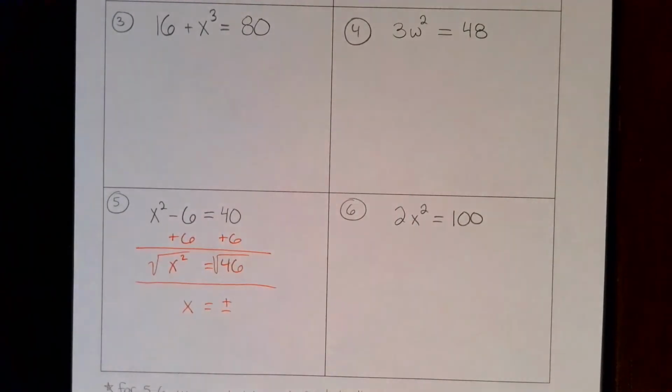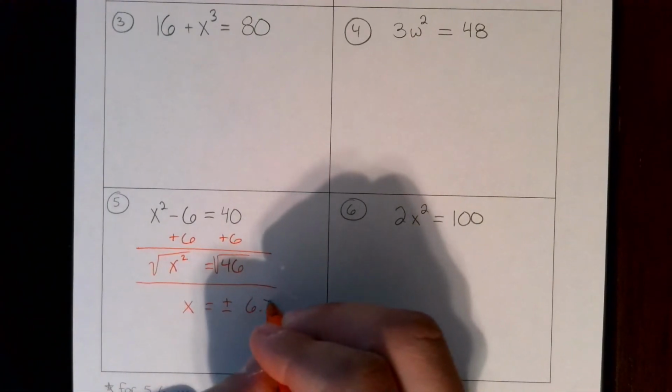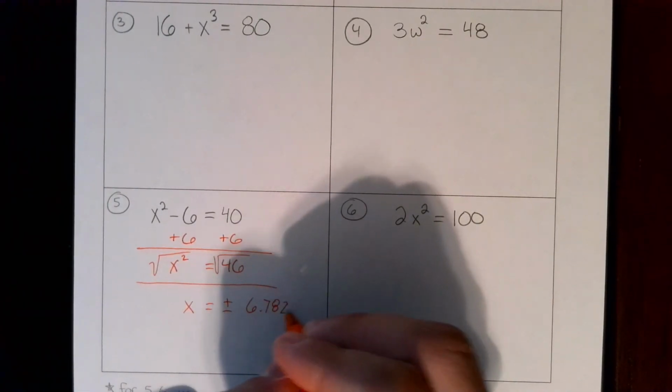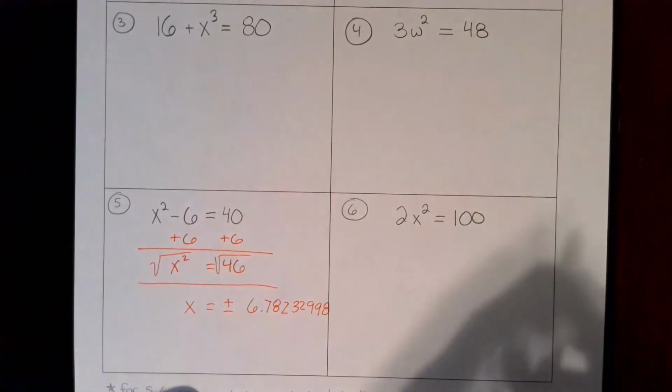So I'll use my calculator and say, okay, well, the square root of 49, whoops, I typed it in wrong. The square root of 49 is 7. I meant to say the square root of 46. The square root of 46 ends up being, before I round it, 6.782329988, and so on, keep going.